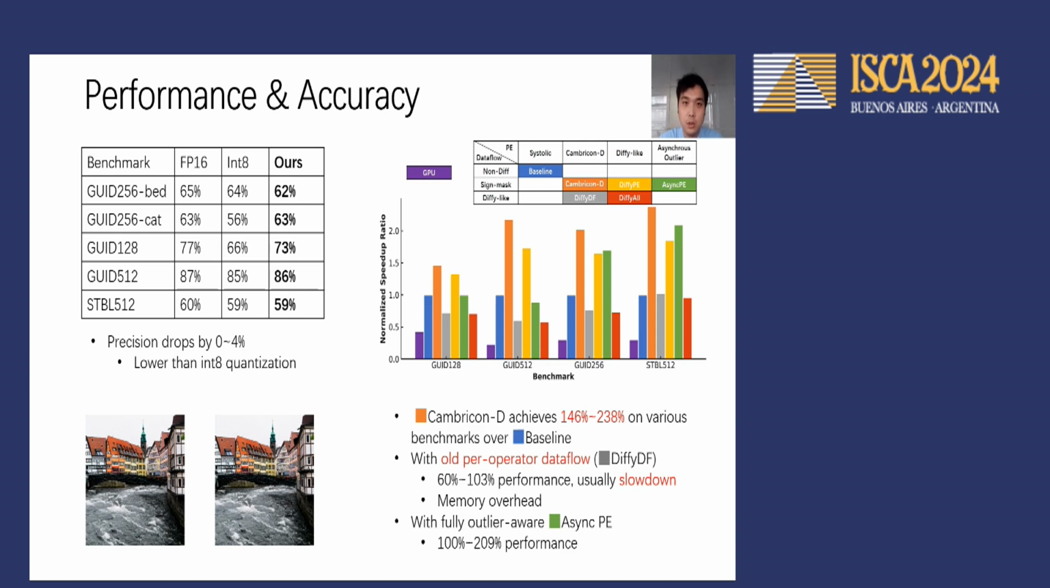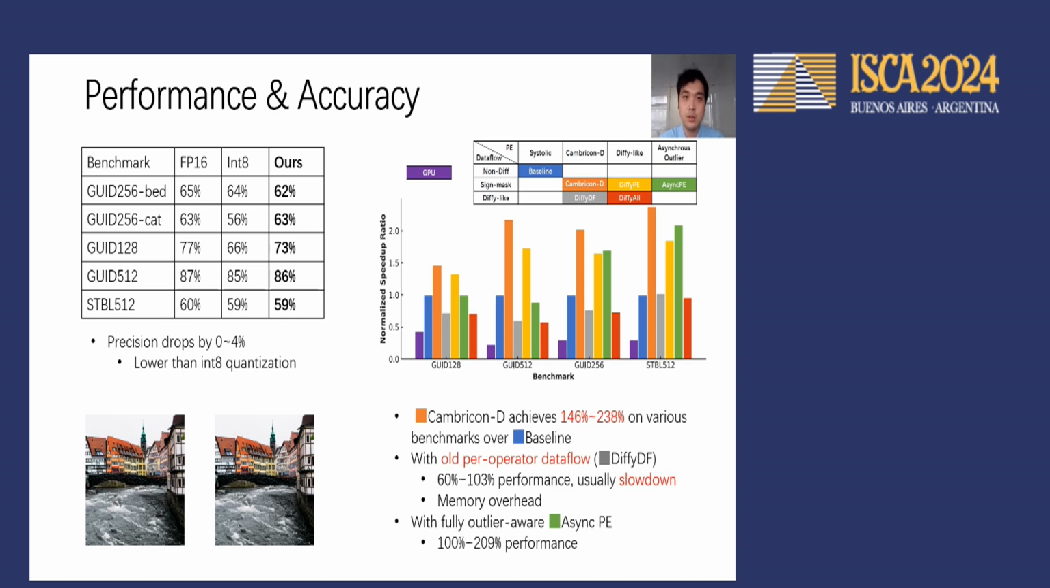If the old per operator data flow is used instead, the gray bar is shown here. Performance is 60 to 103%, which is usually a slowdown due to the additional memory overhead. Our novel data flow eliminates this.